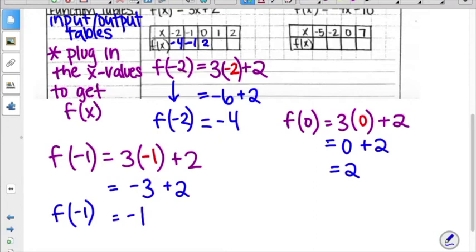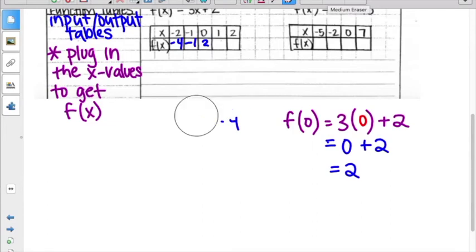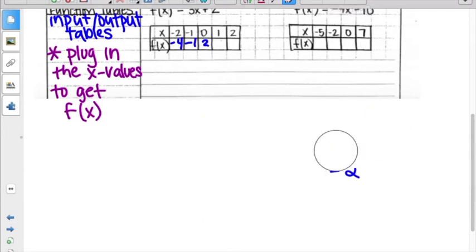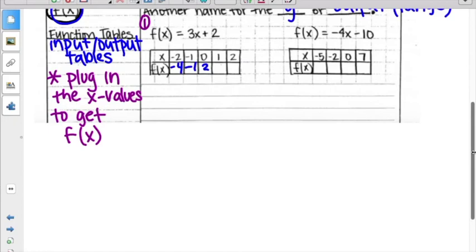We're going to move on to the second table. I'm going to erase some of this to give myself some more room. Okay, my second table is f of x equals -4x minus 10. And we have a couple values for x that are already given to us, -5, -2, 0, and 7. So we're going to start with -5.